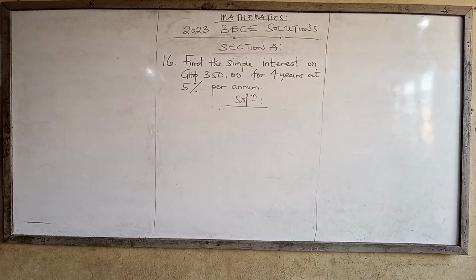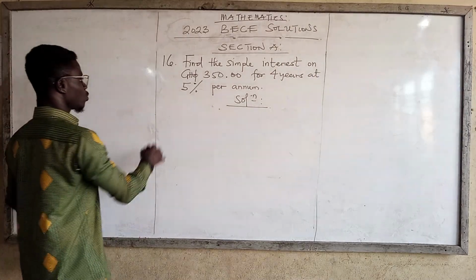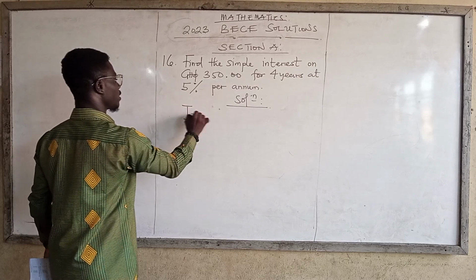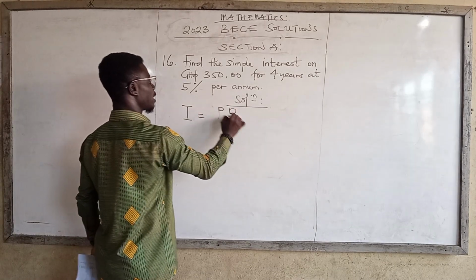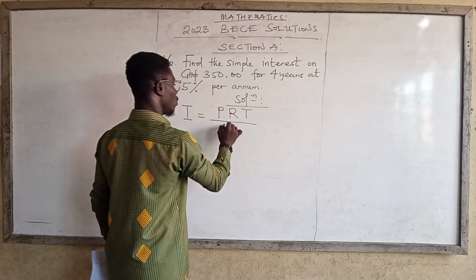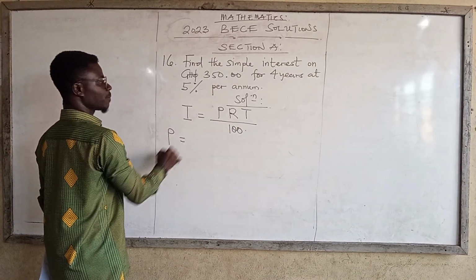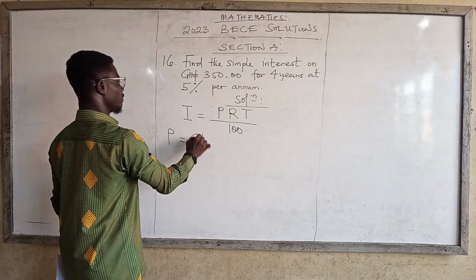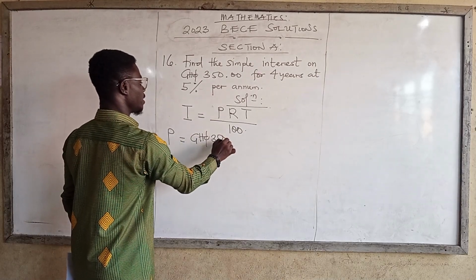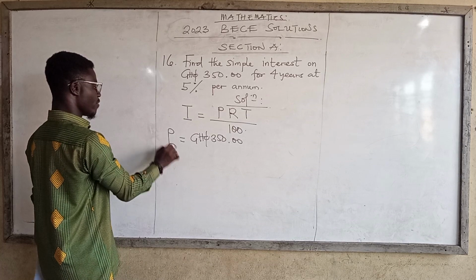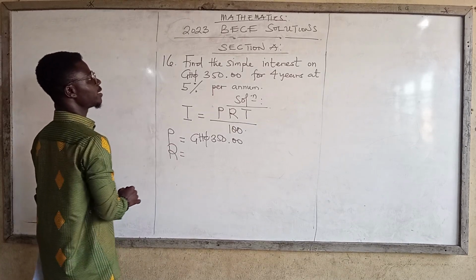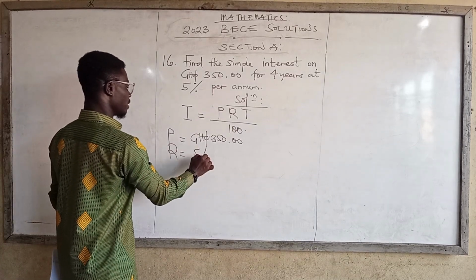So question 16. Find the simple interest on 350 Ghana cedis for 4 years at 5% per annum. So don't forget our simple interest is given as principal times rate times the time all over 100. So this time around, what is our principal? Our principal is given as 350 Ghana cedis.